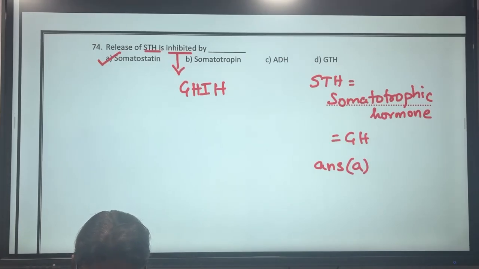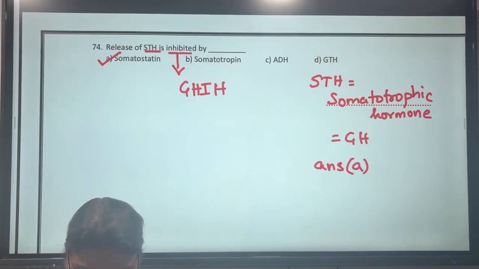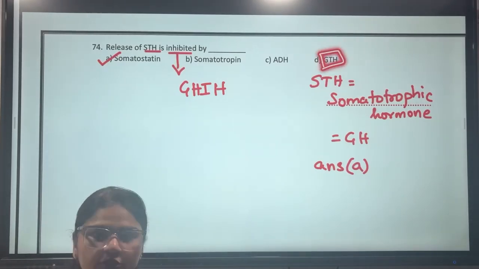Option B, C and D are somatotrophin. Somatotrophin itself is STH. ADH is antidiuretic hormone and GTH is just an option to mislead you.